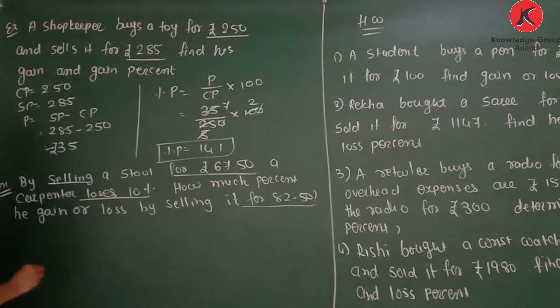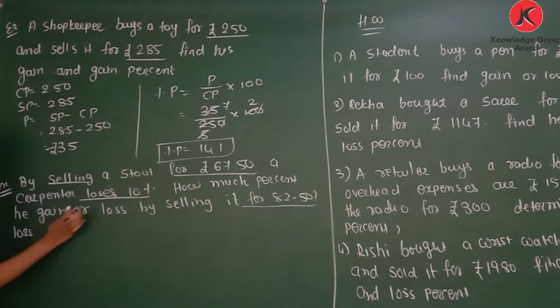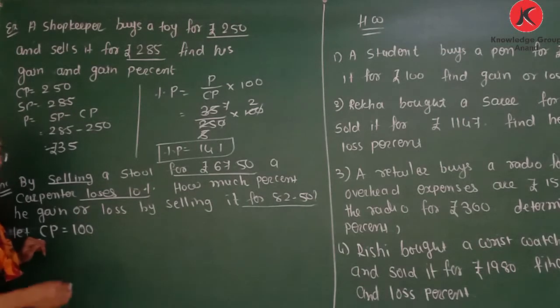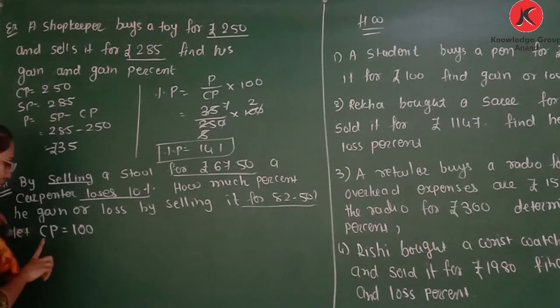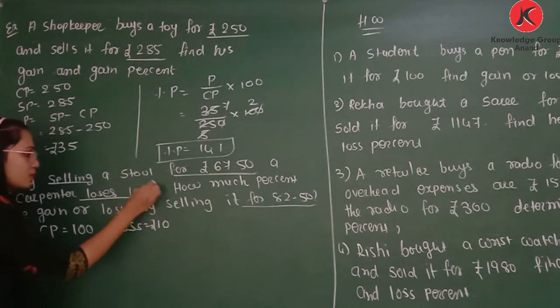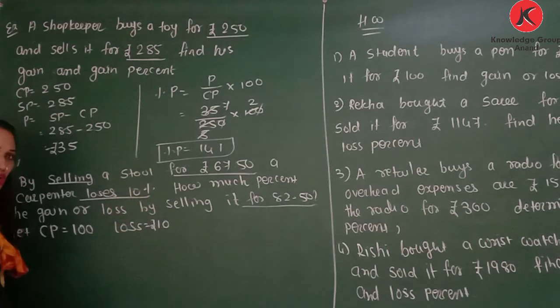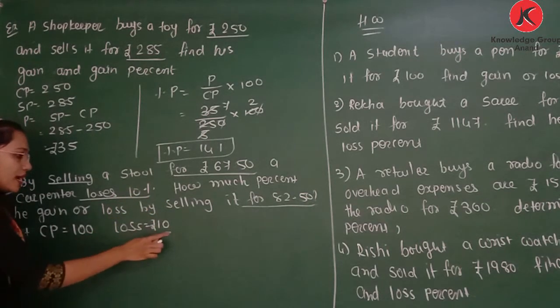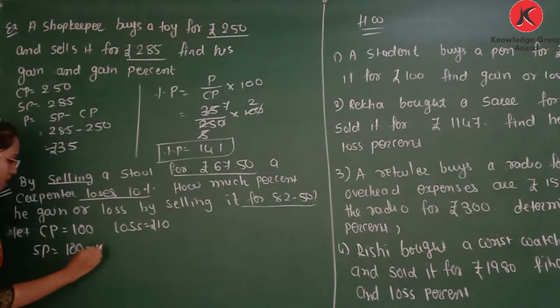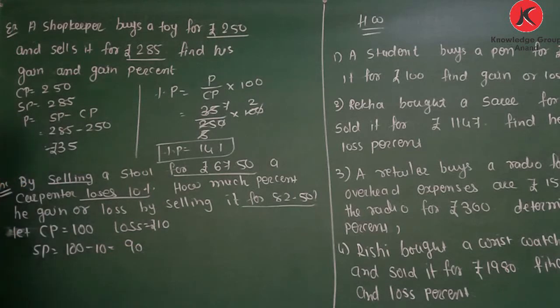Okay, so we consider that loss is, let CP be 100, because profit and loss is considered on CP and percentage is calculated from 100. So we take CP as 100 and loss is 10 rupees. 10% means from 100, 10 rupees loss. Loss means on 100 we get 10 rupees less. It means selling price will be 100 minus 10, that is 90 rupees.